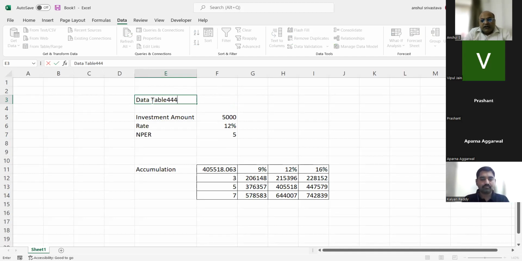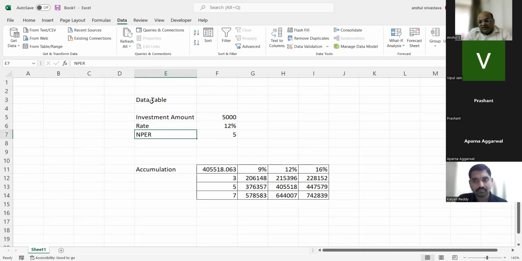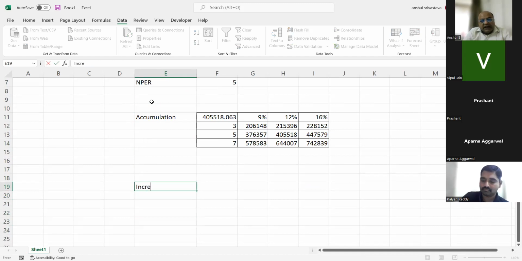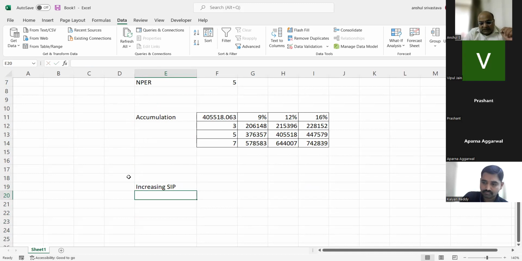This is data table. Now let's talk about increasing SIP. Increasing SIP ka calculation, step up SIP ka calculation. And there we will be using goal seek also.